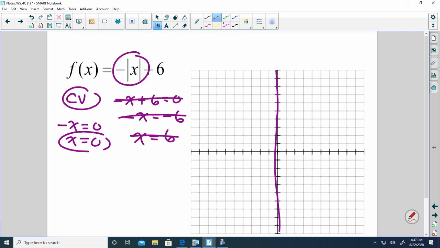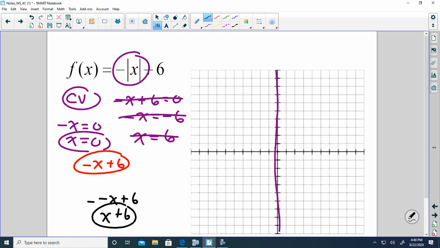Okay, in red, I'm going to have negative x plus 6. That's one of my equations I'm going to graph. My other equation I'm going to graph is going to be negative x plus 6, which means x plus 6. So I'm going to graph that as well. We're going to take care of the critical value. That's where our turning point will take place. So our red equation, we have a y-intercept of 6. So 1, 2, 3, 4, 5, 6. So I have this point here, and then I go down 1, right 1. So this is what this is going to look like.